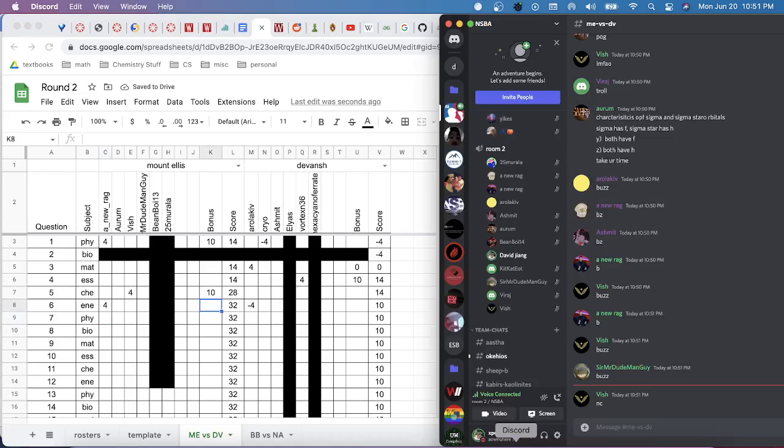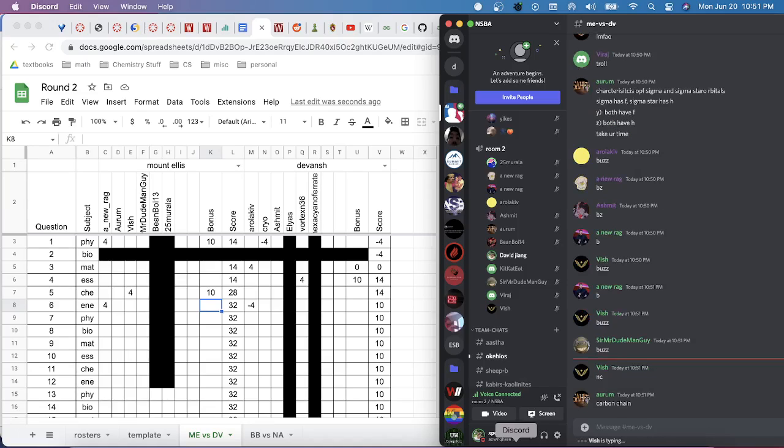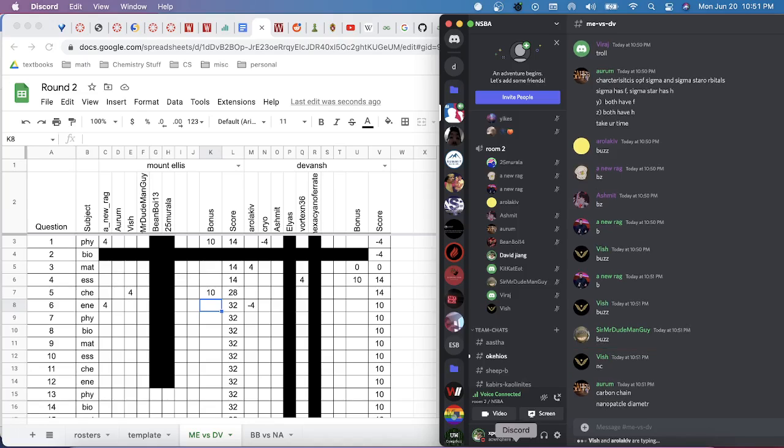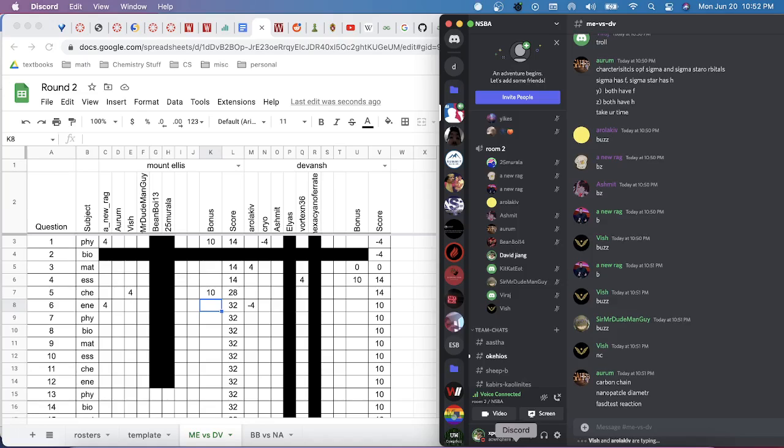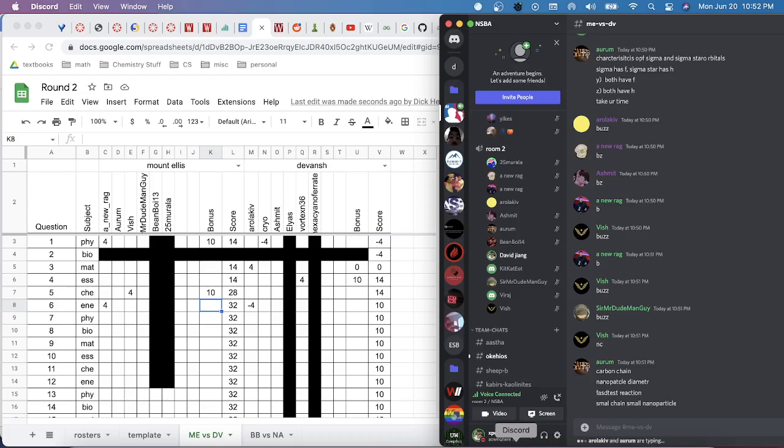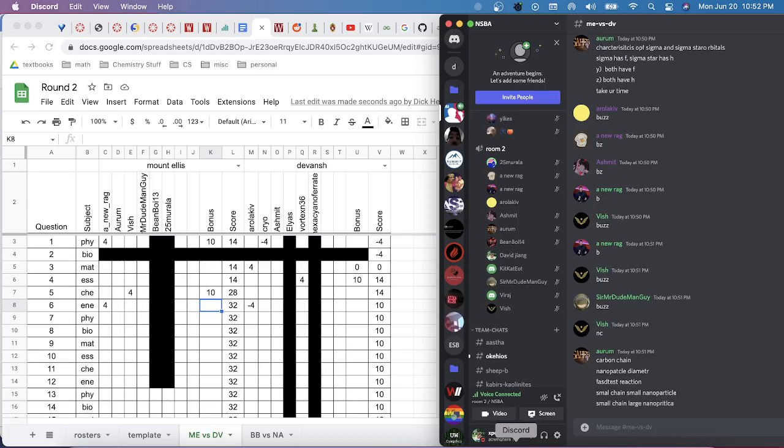Bonus energy, short answer or multiple choice. Researchers at Ames National Lab have been employing platinum nanoparticle-based catalysts in the recycling of polyolefin plastics. Which of the following combinations of carbon chain lengths and nanoparticle diameters would result in the fastest reaction? W, small chain and small nanoparticle. X, small chain and large nanoparticle. Y, large chain and small nanoparticle. Z, large chain and large nanoparticle.